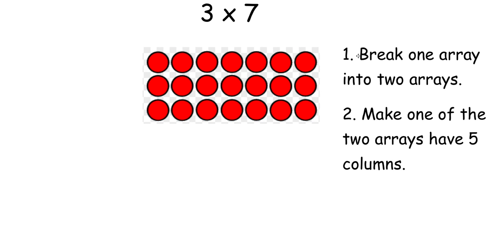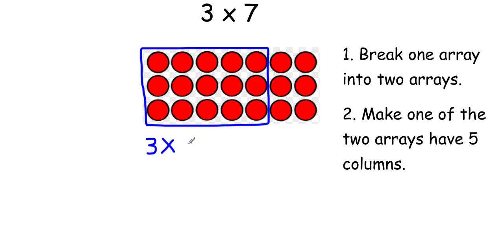If you recall, those rules were: break one array into two arrays and make one of the two arrays have 5 columns. So I'm going to circle, I should say more like rectangle, one array. I want to make sure I write down what the new array is. This one happens to be 3 rows by 5. And the leftovers, the second one, happens to be 3 rows by how many columns? Yes, 2.